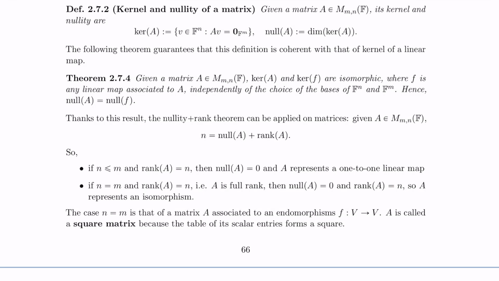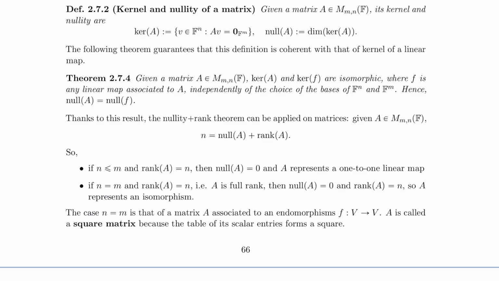Let's now pass to the concept of kernel and nullity of a matrix. Given a matrix A with m rows and n columns, its kernel is defined as the set of vectors of F^n such that this matrix product gives rise to the null vector of F^m. It can be proven that the kernel of A is actually a vector subspace of F^n, and its dimension is called the nullity of the matrix A.